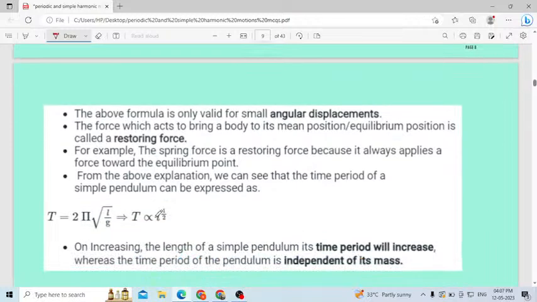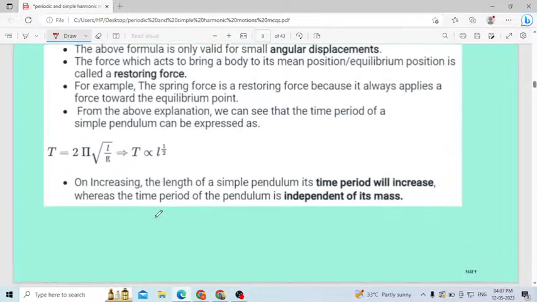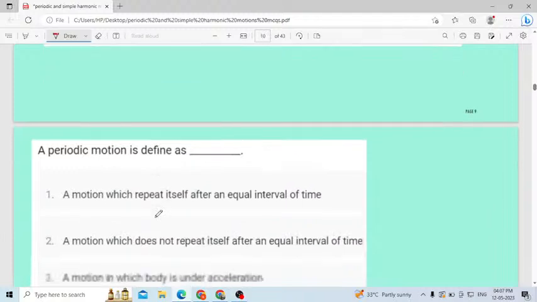Everything I explained here, I included in the notes also. What is meant by simple harmonic motion, then how it works, everything.